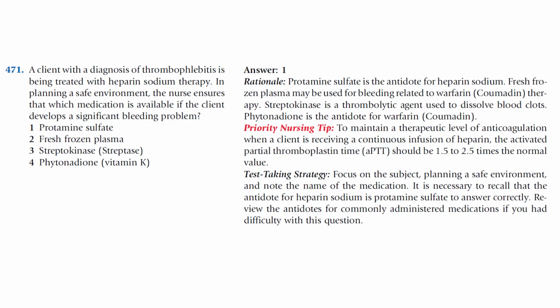471. A client with a diagnosis of thrombophlebitis is being treated with heparin sodium therapy. In planning a safe environment, the nurse ensures that which medication is available if the client develops a significant bleeding problem. 1. Protamine sulfate. 2. Fresh frozen plasma. 3. Streptokinase. 4. Phytonadione, vitamin K. Answer: 1.